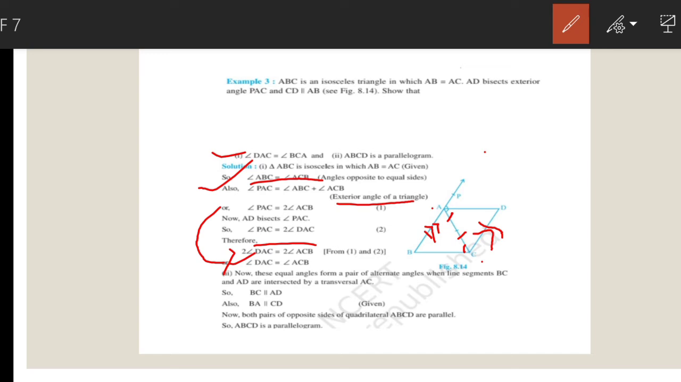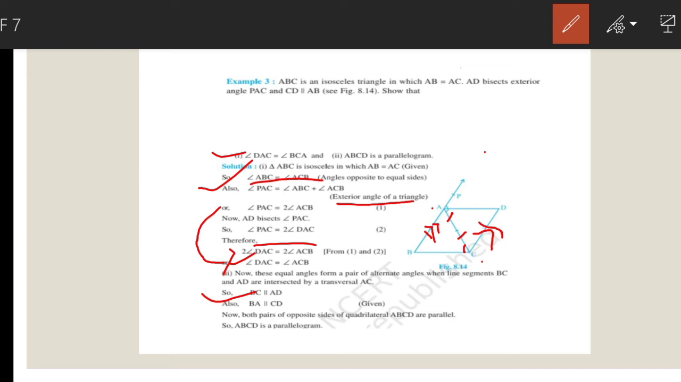Now this can be proved as equal angles form a pair of alternate angles when line segments BC and AD are intersected by the transversal AC. That is, angles DAC and ACB are alternate angles. If we see these angles are alternate angles, then BC is parallel to AD and AC is a transversal. So we can say that BC is parallel to AD.